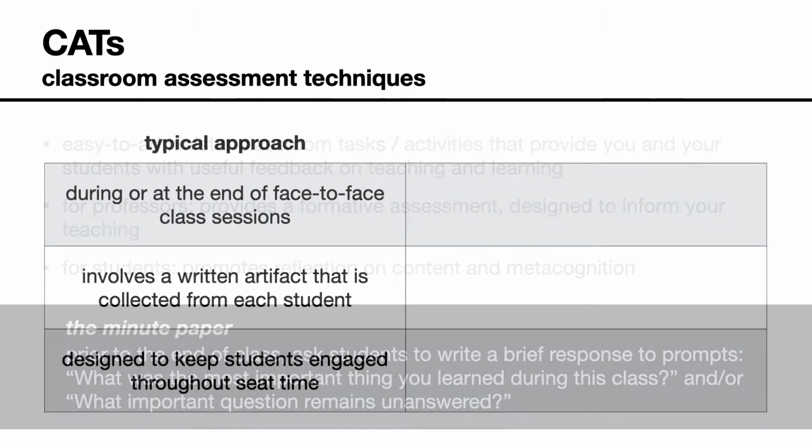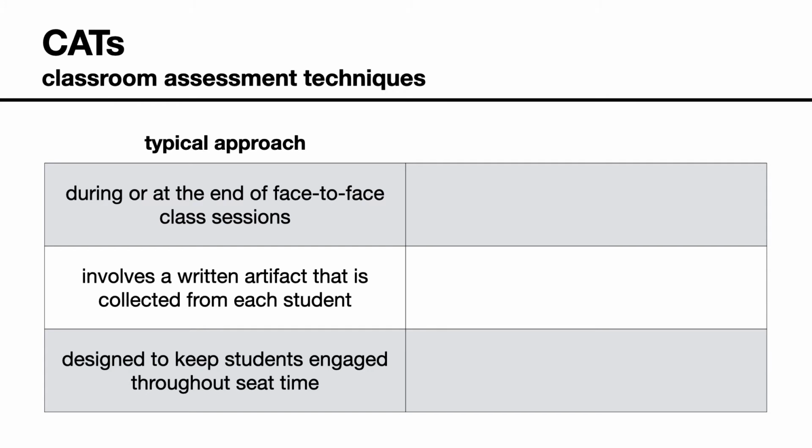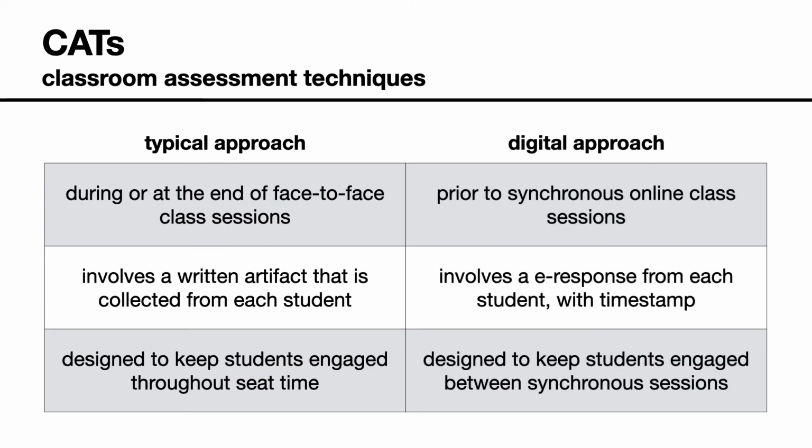Now, this minute paper task, as described, highlights what could be deemed the typical approach to CATs, where assessments are administered during or at the end of face-to-face sessions. They involve written artifacts from each student, and they're meant to keep students engaged throughout in-class seat time. If we adapt that approach to the digital world, we might shift to administration prior to synchronous online sessions, leveraging e-responses from the students, with the intention of keeping students engaged between synchronous sessions.